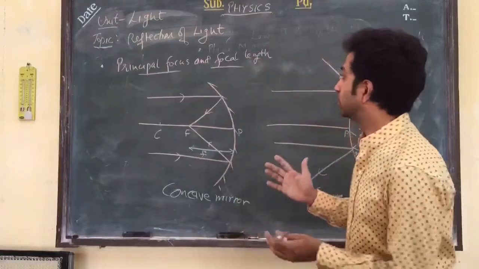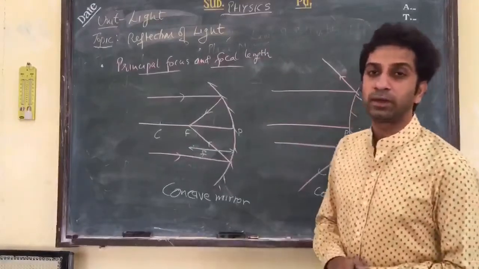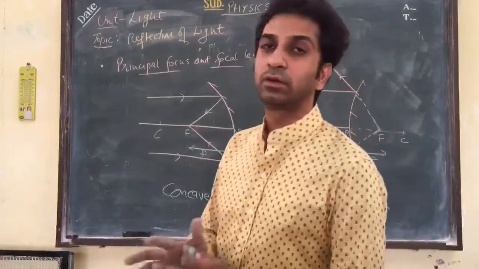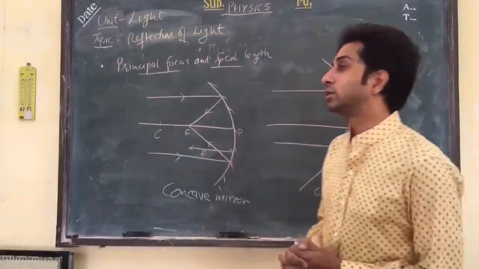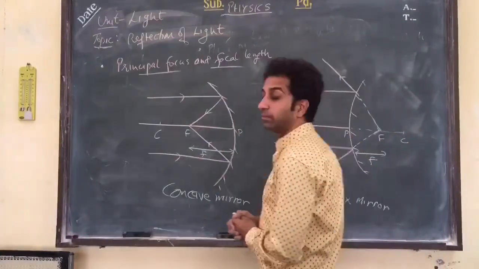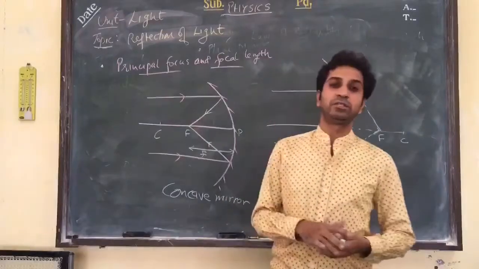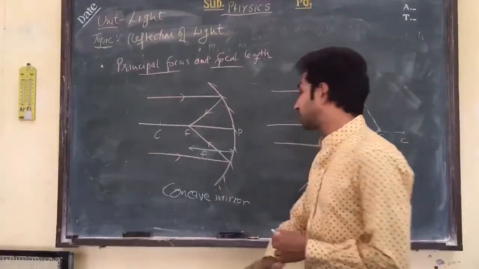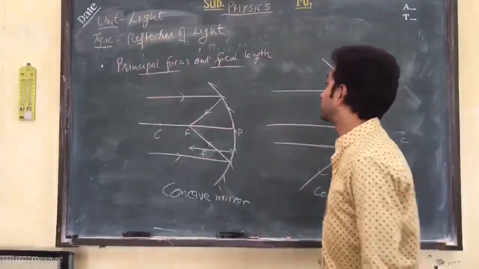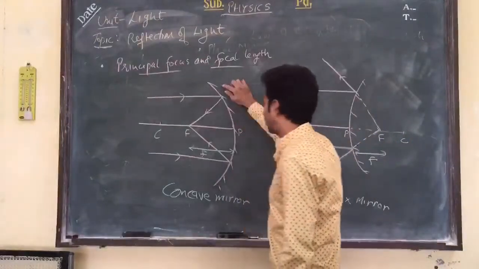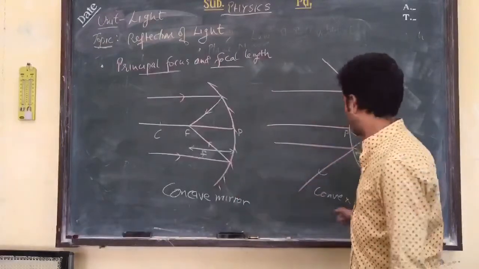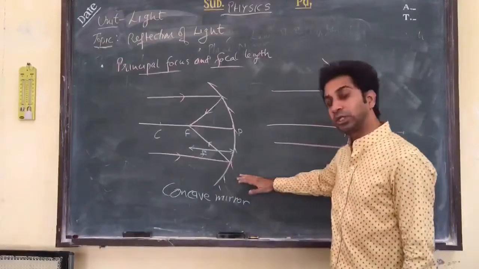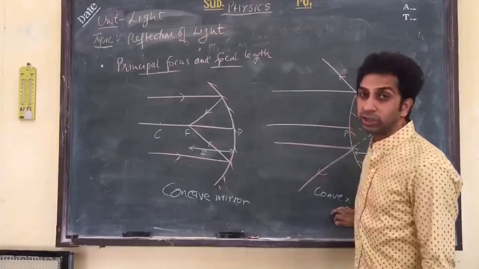Okay. So let's continue with the next part of the topic of reflection of light. Already we discussed some basic terms like pole, principal focus, center of curvature. So again I am just highlighting the basic concept of the focus. Now you are aware of the difference between concave and convex mirrors. This is basically a converging mirror and this is basically a diverging mirror.